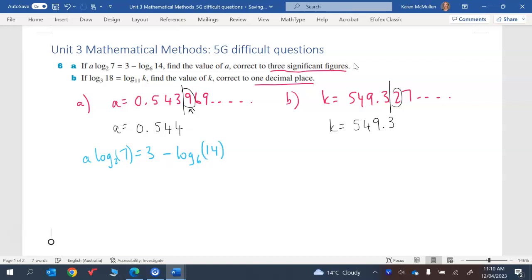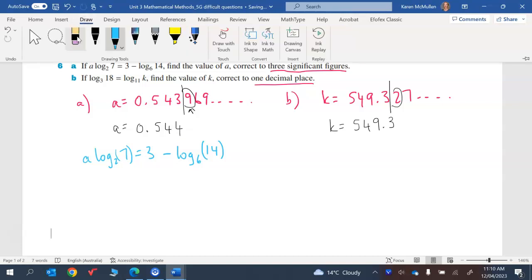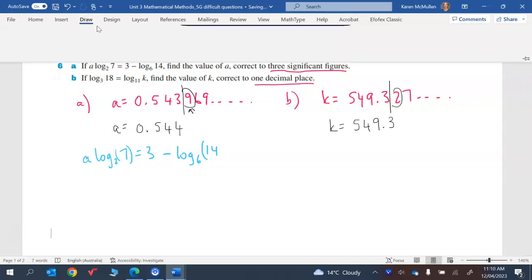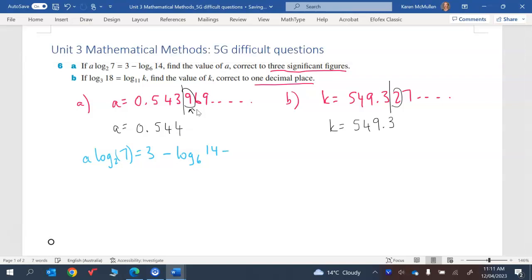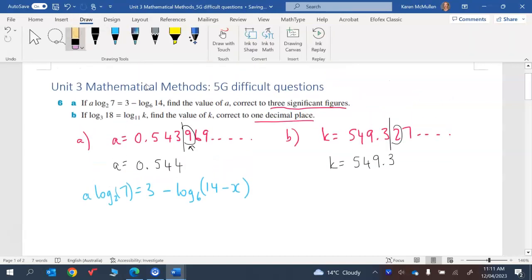And maybe get into the habit of putting it in brackets, because as I have said to you, let's say it was 14 minus x, and that was your argument, the whole thing. If I didn't put brackets around there, it would look like you're only taking log of 14, not of 14 minus x. So just keep in mind, putting brackets around it doesn't hurt. Your calculator does it as well.